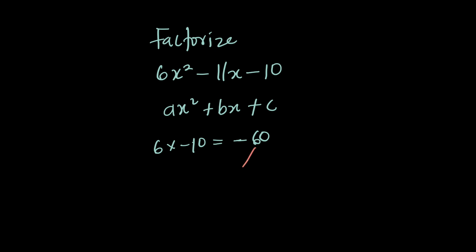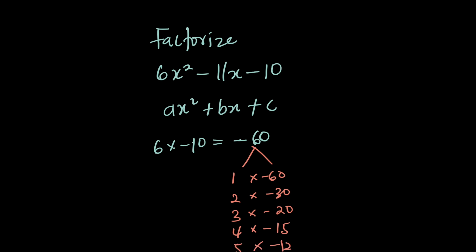To find these two numbers, first of all, let's find two numbers that when you multiply, you get negative 60. We can start from 1 and negative 60, then 2 and negative 30, 3 and negative 20, 4 times negative 15 will give us negative 60. Can we go further here? 5 times negative 12 will also give us negative 60, and we can have 6 times negative 10. So when we multiply all these numbers, we get negative 60.